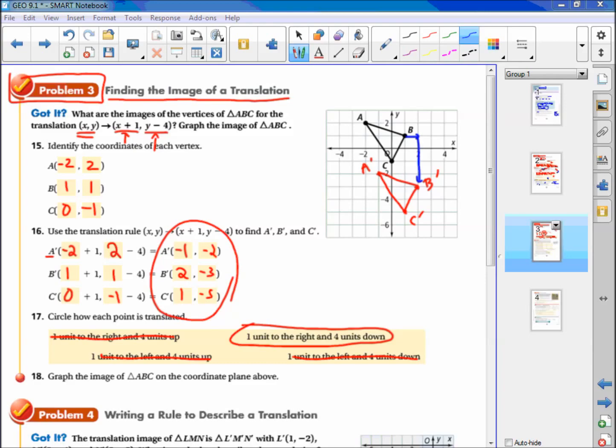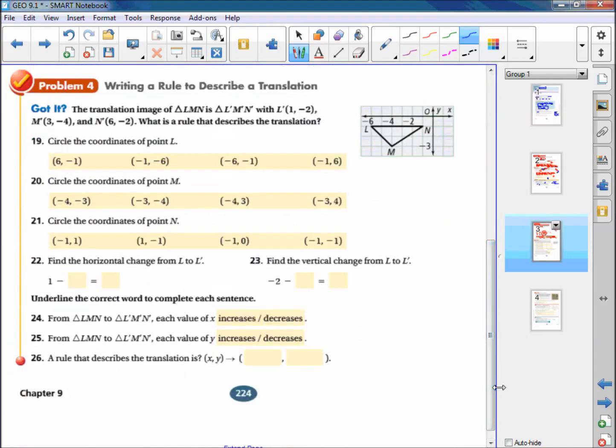Okay. All right, problem number 4. Write a rule to describe a translation. Okay, so the translation image of LMN is L prime, M prime, N prime, where L prime is 1, -2, M prime is 3, -4, and N prime is 6, -2. So circle the coordinate of L. So L was at -6, -1. So that's going to be this one.